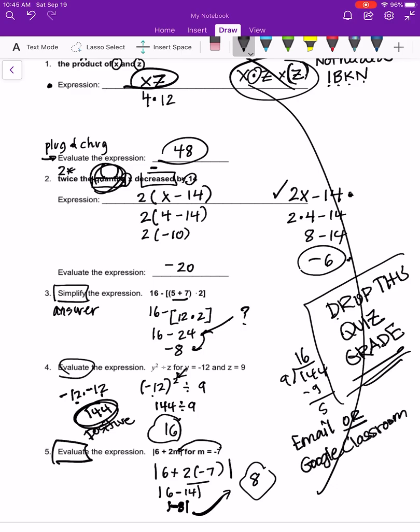I need you to give me a little note, a little line that says, Mrs. Smith, please drop this quiz grade for me. Now, I don't want to drop it for everybody because some of you got a great grade, so there's no sense of you dropping it. So you have that choice. If I don't hear from you, either in an email or a note in Google Classroom on this quiz, I will count this grade for you.